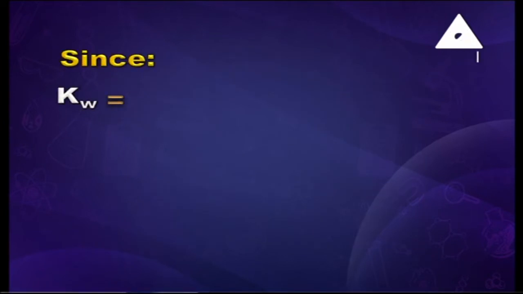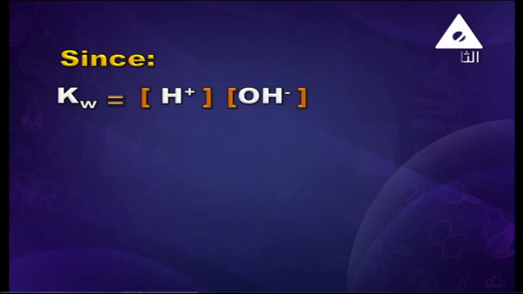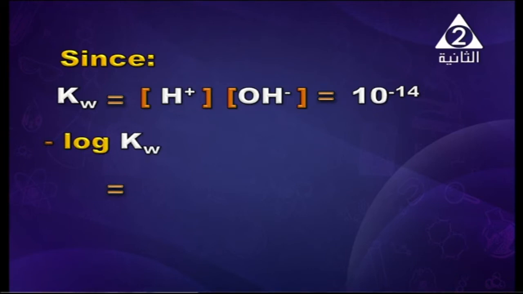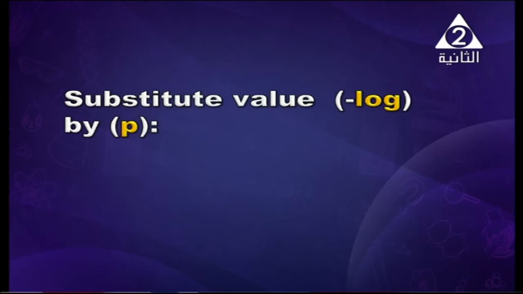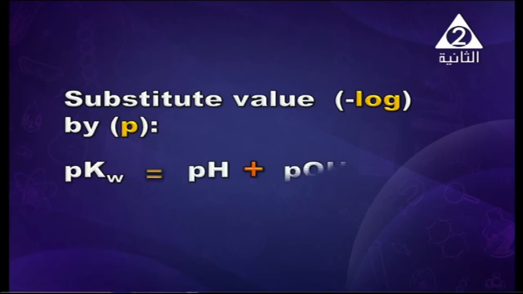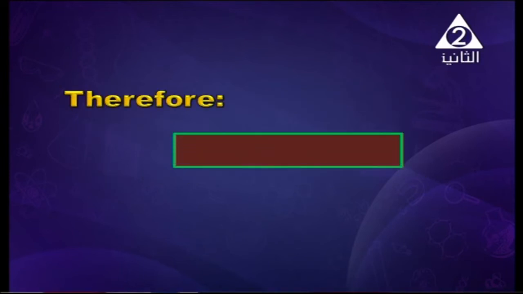Here, my dear student, as we know Kw equals the concentration of hydrogen ion times concentration of hydroxide ion, equals 10 to power negative 14. So, negative log Kw equals negative log H positive plus negative log OH negative. So, equals negative log 10 to power negative 14. My dear students, substitute the value of negative log by letter p. So, pKw equals pH plus pOH, so equals 14. Therefore, pH plus pOH equals 14.